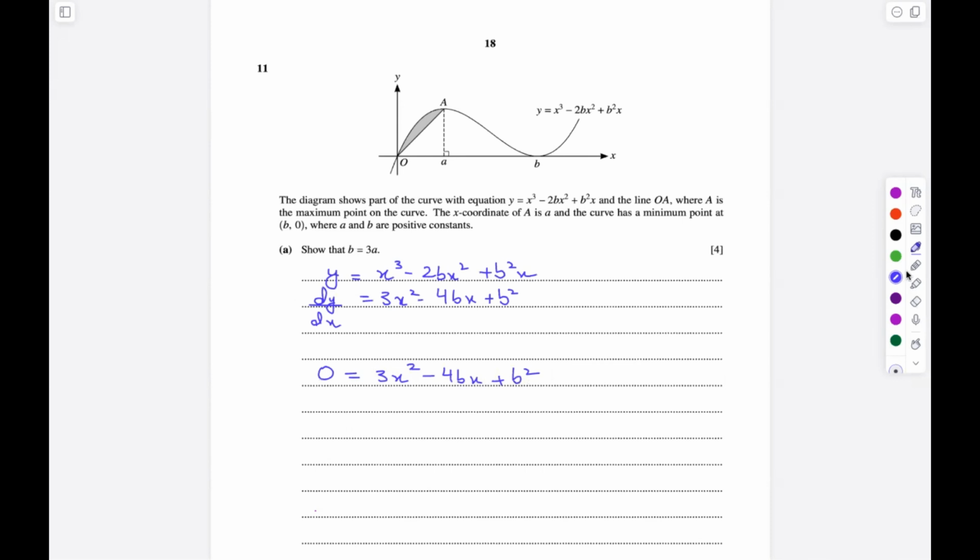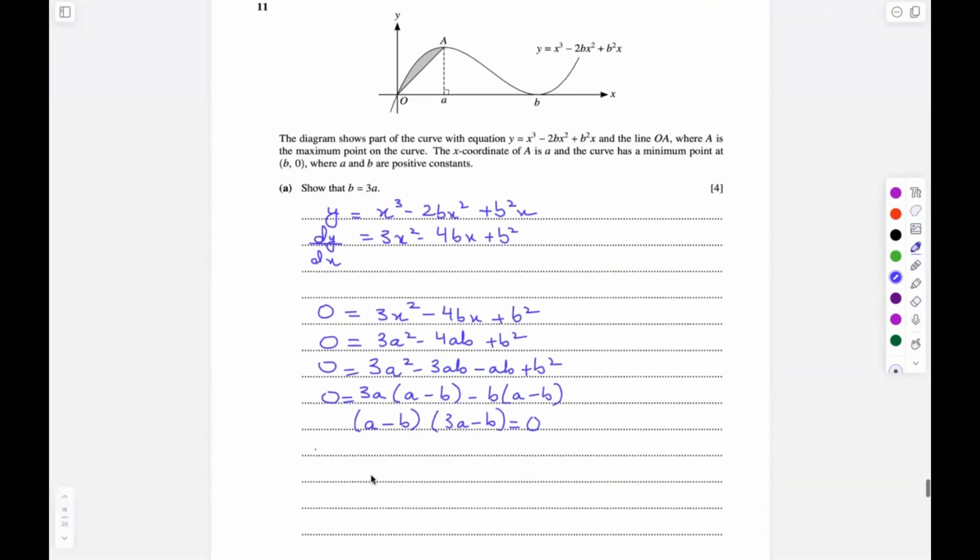Now the x-coordinate at the maximum point is a, so we can write this equation as 3a squared minus 4ab plus b squared equals 0. Factorizing this equation, we'll get 3a squared minus 3ab minus ab plus b squared equals 0. Taking 3a common, this will become a minus b, and taking b common over here, we'll get a minus b equals 0. Simplifying this, we'll get (a minus b)(3a minus b) equals 0.